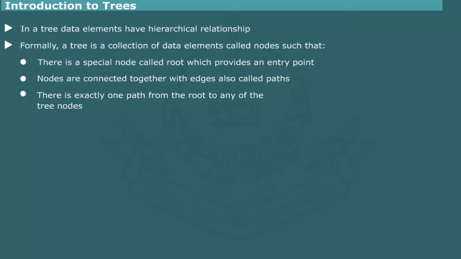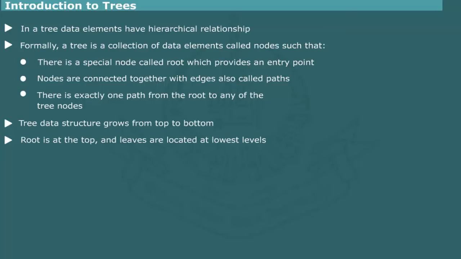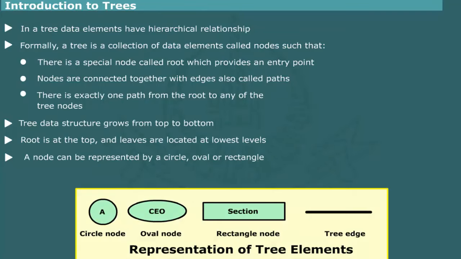A tree data structure is often depicted by means of a diagram. Unlike a natural tree, a tree data structure is shown to grow from top to bottom, with the root at the top and leaves at the lowest level. A node is represented by a circle, oval, or rectangle. It is usually labeled with the data value contained in the node. The edges are shown by the slanted lines. By convention, tree is portrayed from top to bottom. The direction of edges is therefore omitted.